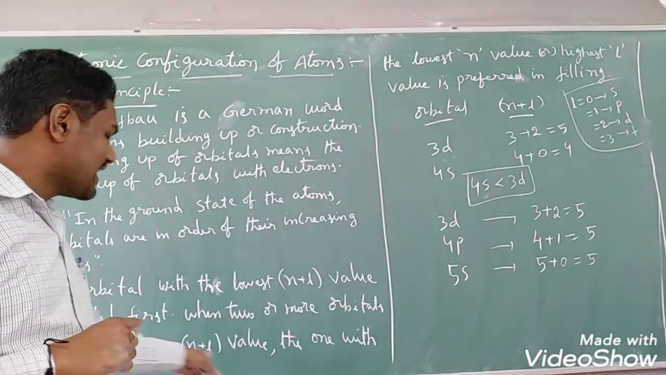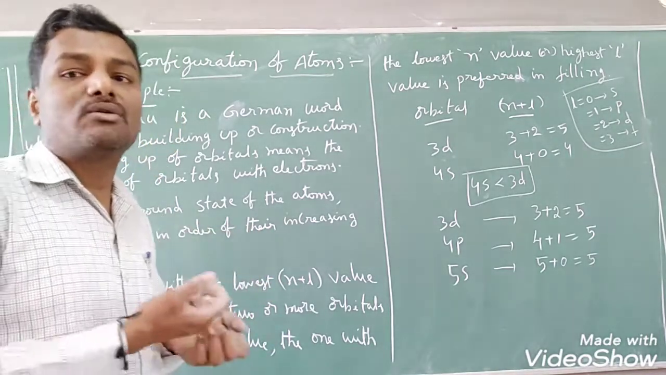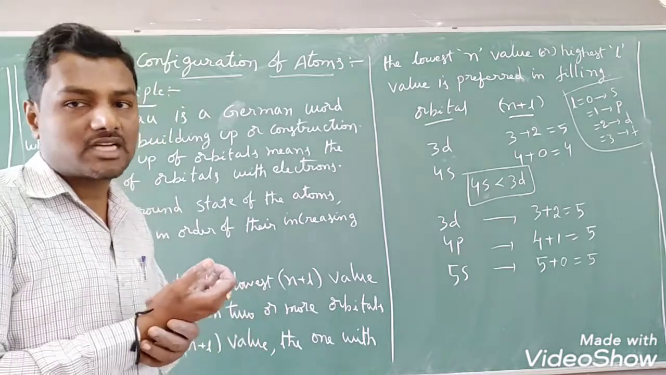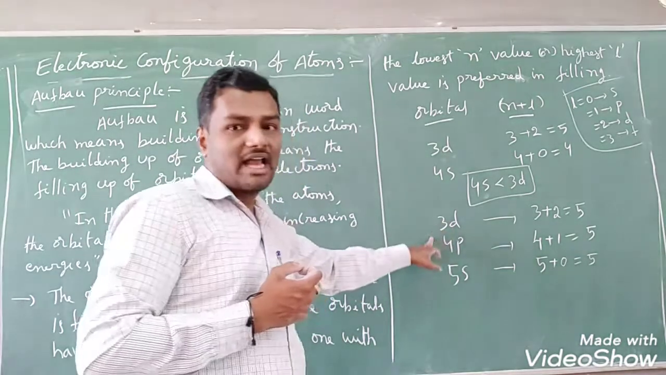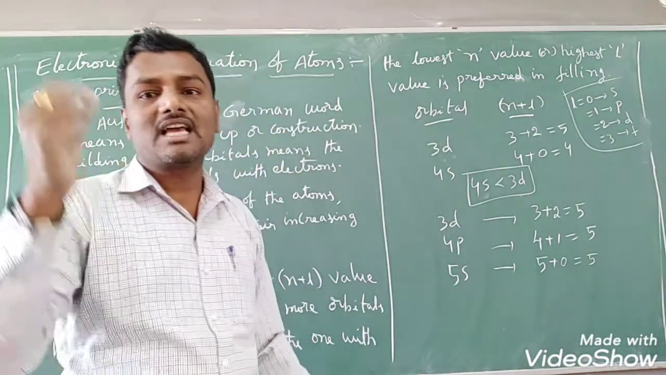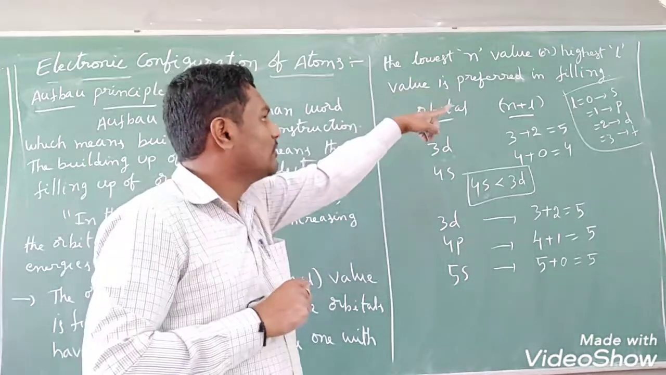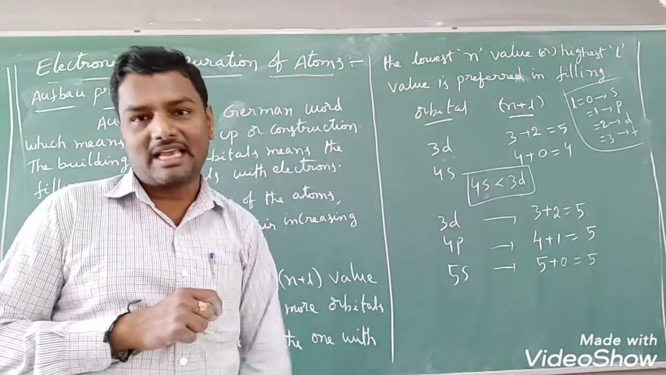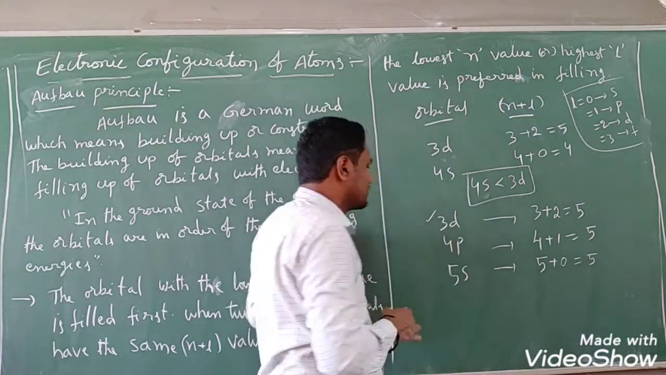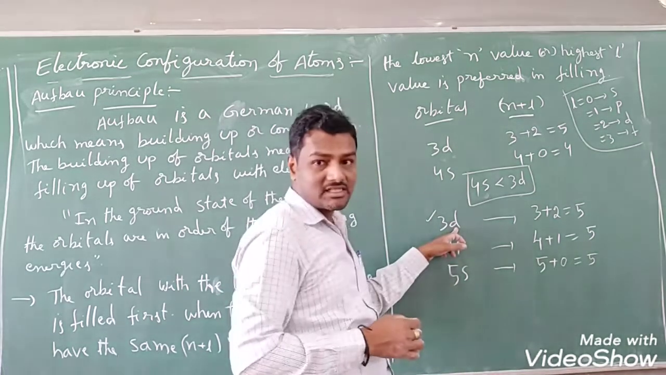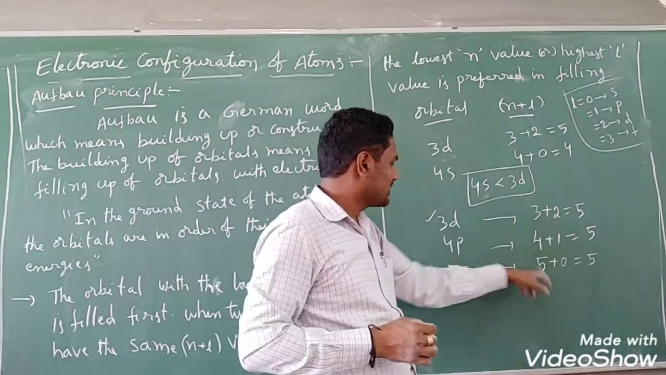When two or more orbitals have the same n plus l value, in such cases how do we enter the electrons in the various orbitals? First we should take the one having the lowest n value or highest l value. We should choose it as the lowest energy orbital. The one with the lowest n value or highest l value is preferred in filling. So among 3d, 4p, 5s, which has the lowest n? 3. Which has the highest l? d. The d value here is 2, here 1, here 0. So compare these three.